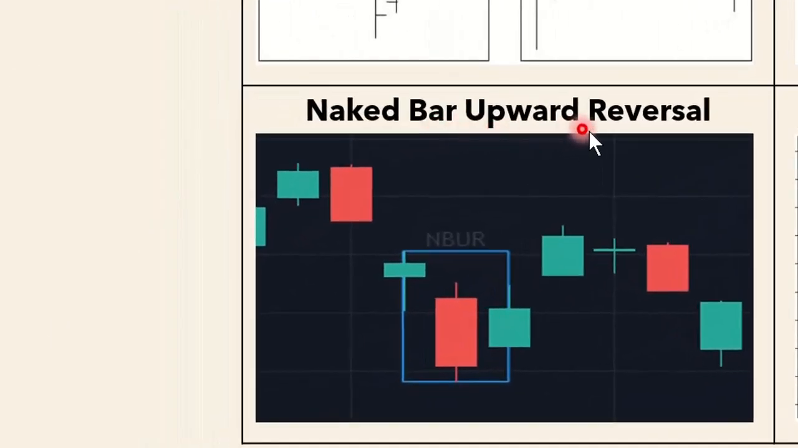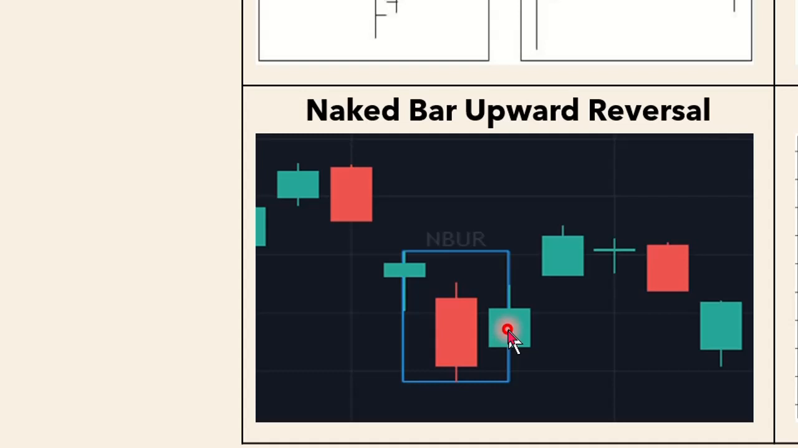Naked bar upward reversal. A naked bar is one that closes below a previous low and is a down bar. What is a down bar? It closes lower than the open. If an inside bar follows a naked bar with an open greater than the naked bar's close, it is a sign that the downtrend is reversing.